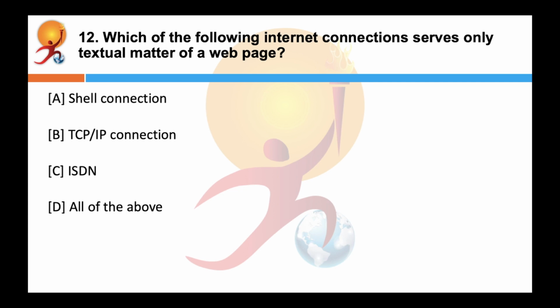Which of the following internet connection serves only as textual matter of a web page? Correct answer is shell connection. So here the user will only get textual matter of a web page as it does not support graphics display or multimedia files.